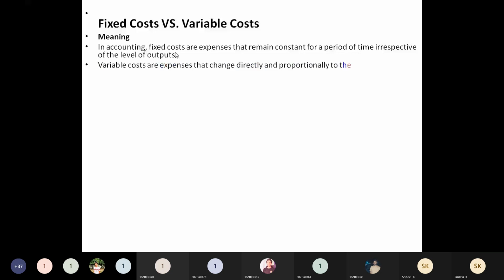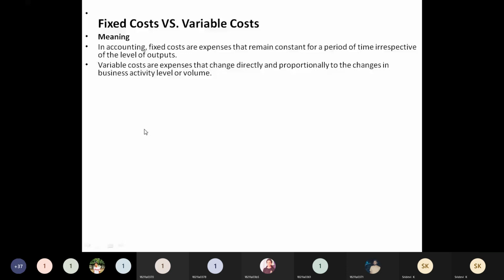Variable cost means these will be directly proportional to the volume, that is the level of output. If output is 0, variable cost is 0. If output increases to 10,000, it will also increase. If it is increased to 1 lakh, it will increase some more. So these both are directly related or positively related. The meaning itself has a difference.